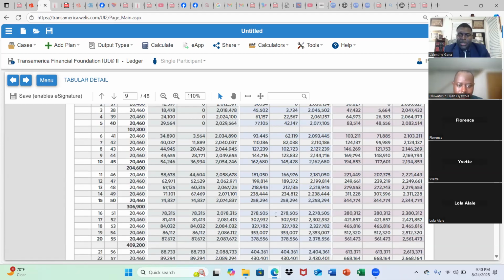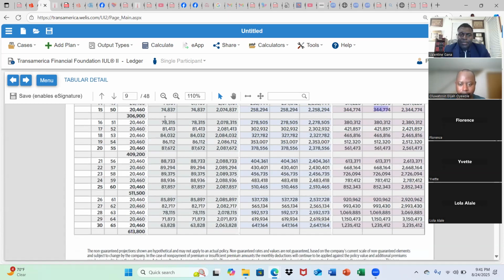As you can see, by the time this client is 15 years, they now have $344,000. They've put in 306. They have cash of 344 right here, and their death benefit is over $2.3 million. By the time they are 25, they've put in 511. They have 852,000. And their death benefit is 2.8 million. Their death benefit is increasing.